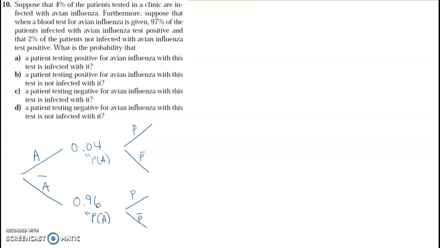And 97% of the patients infected with the avian influenza test positive, so given that you were infected, the probability of the test coming out positive is 97%. So I would have 0.97 here. What this really means is this is the probability of testing positive when you actually do have the avian influenza. With this knowledge, we can easily find this value because both of these values should add up to 1. So that would be 0.03. Again, this means the probability of testing negative while you actually have the avian influenza is 3%.